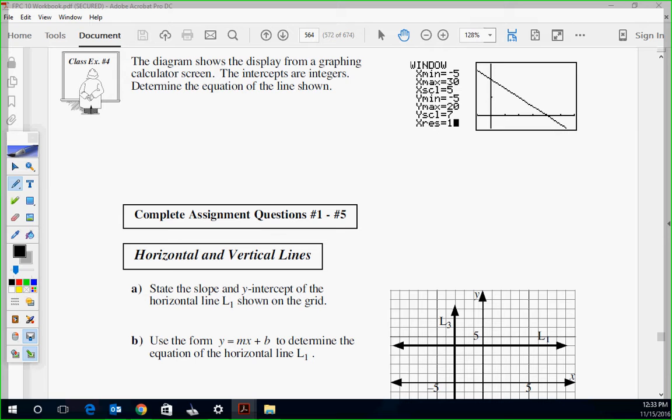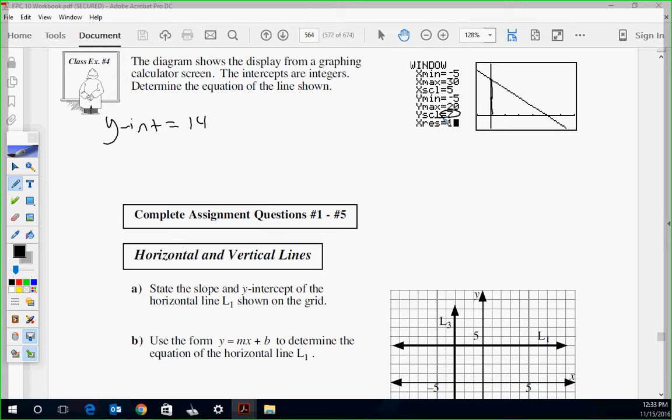The y-intercept looks like what? 2. But what's the scale? It's going up by 7. So 7. 14. Yeah, the y-intercept's 14. Okay? Does that make sense? No, Lauren? Okay, so do you see that it goes 1, 2, right? Except the calculator is set to go up by 7s. So it's 7, 14. Make sense?